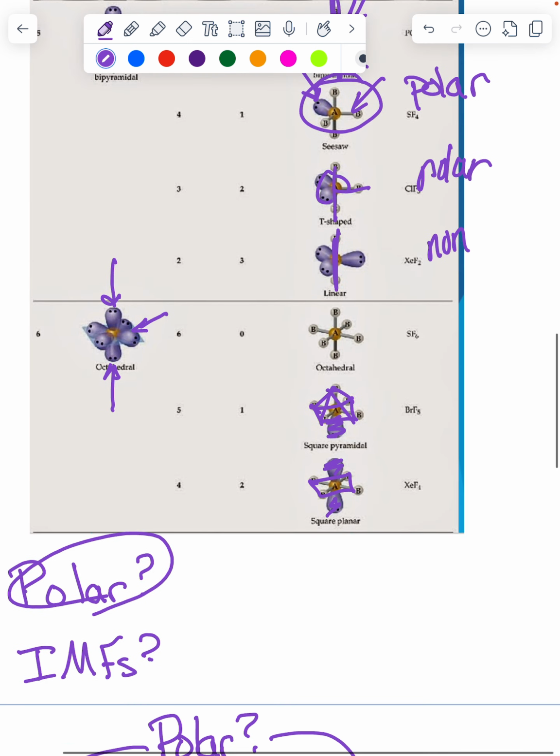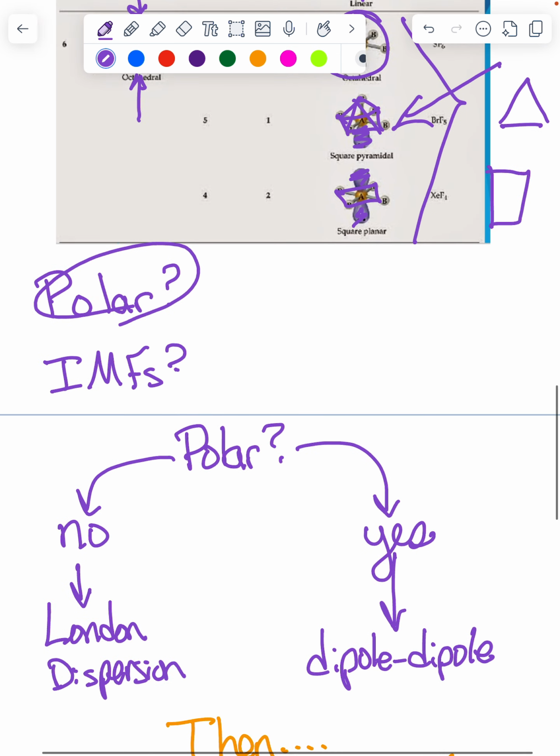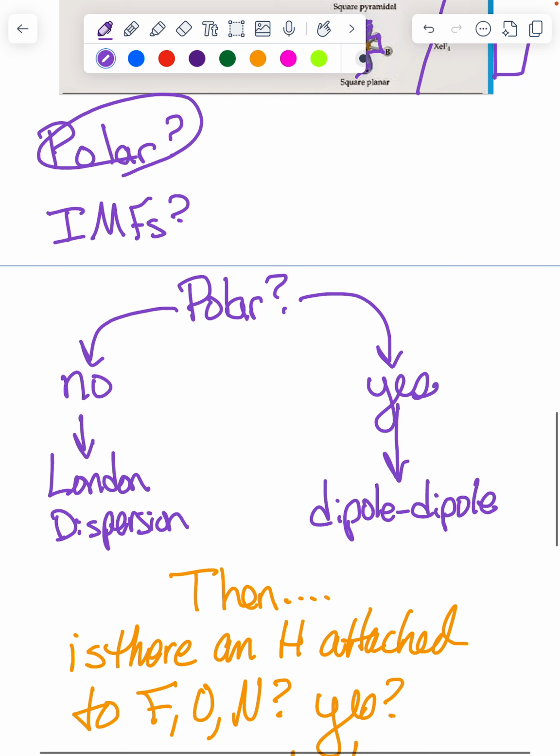All right, and you could probably do the same thing down here. That's probably not going to be polar. They're going to be pulling equal and oppositely. This one is definitely going to be polar because you have that pyramid going on. And anytime you have a pyramid, it's going to be polar. And here you've just got a square planar. And as long as they're all the same elements, it's probably not going to be polar. But if you had like 3 F's and an H or something weird, yeah, it's going to be polar. So you're just looking for, is there a region of positive, negative?